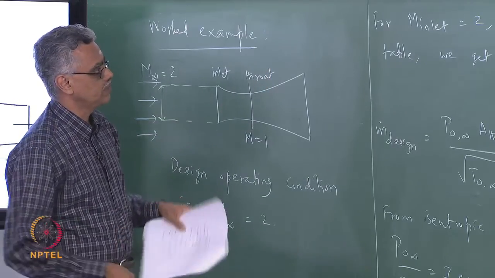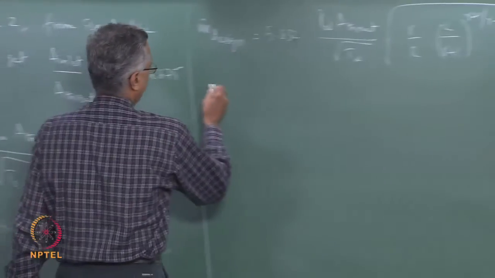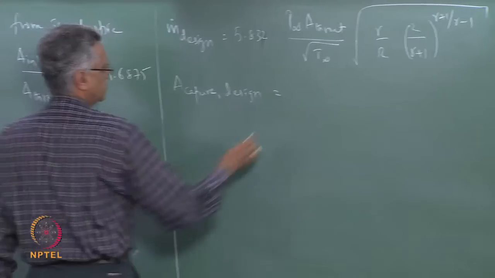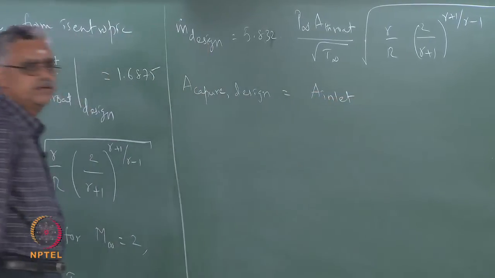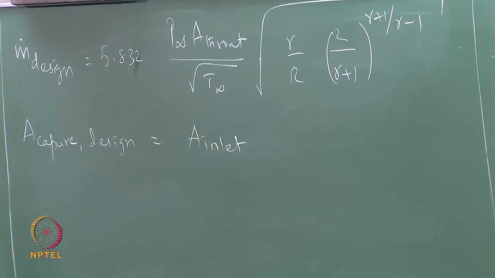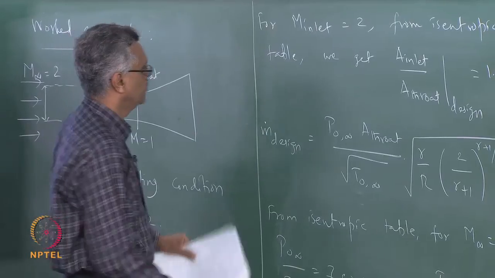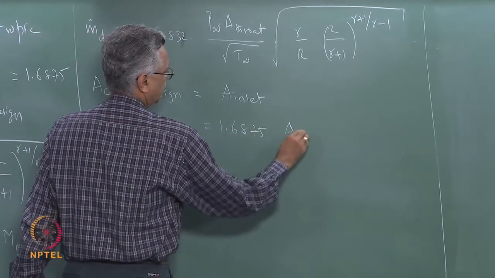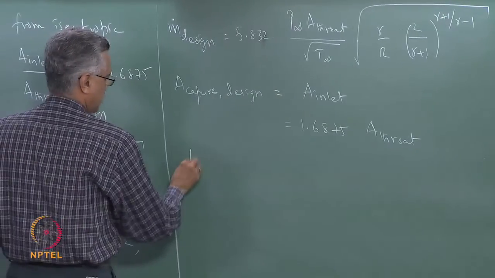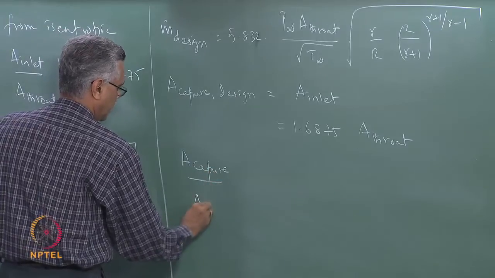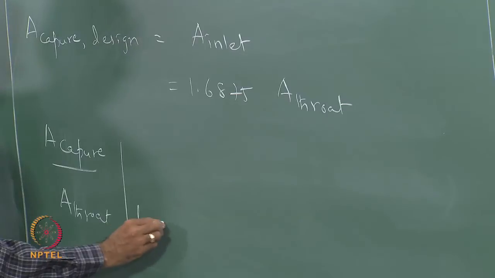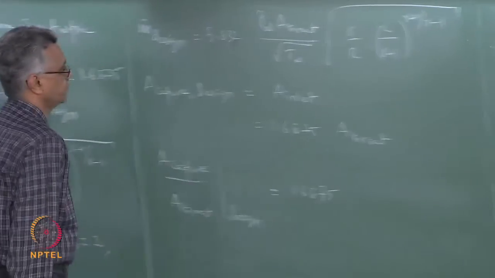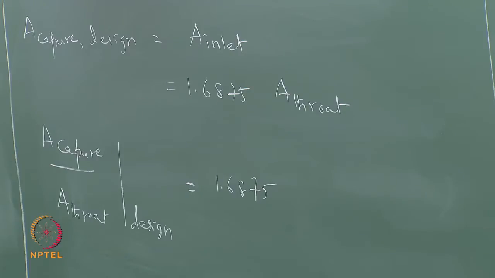Okay. So, in this case, for design operating condition A capture is the same as the inlet area, which itself is 1.6875 times the A throat. So, this can be written as 1.6875 times A throat. So, that A capture divided by A throat for design operating condition is 1.6875. So, these are for the design operating condition.